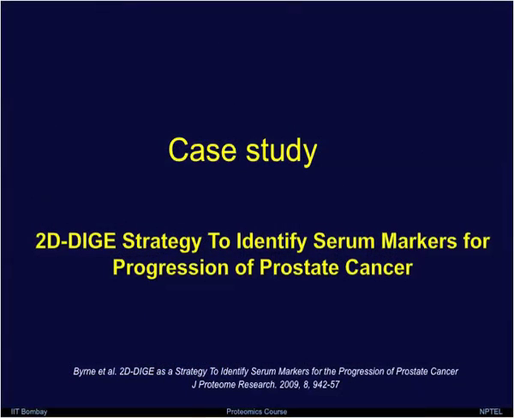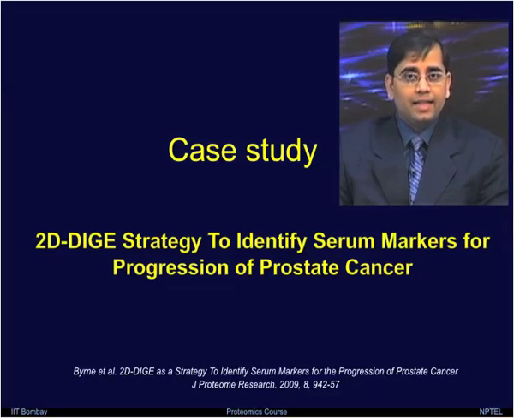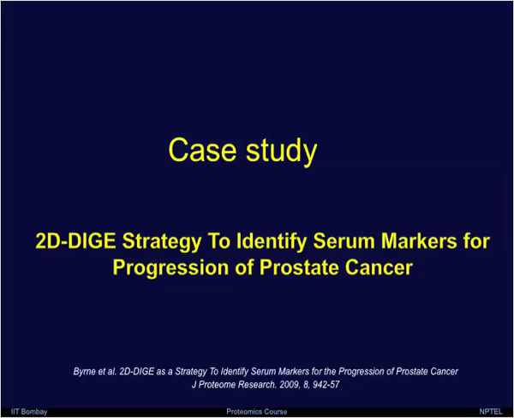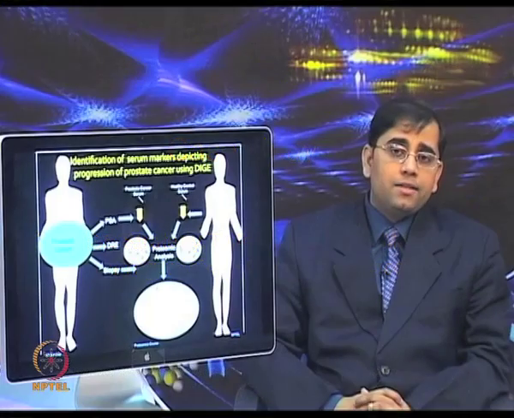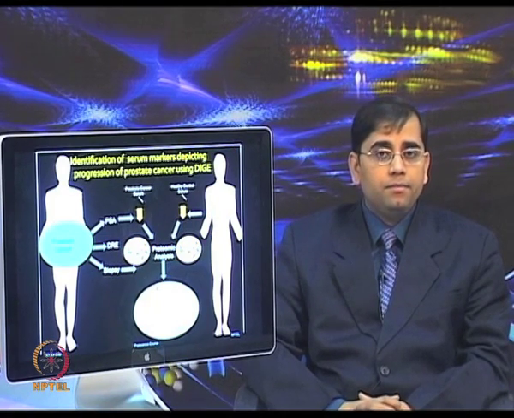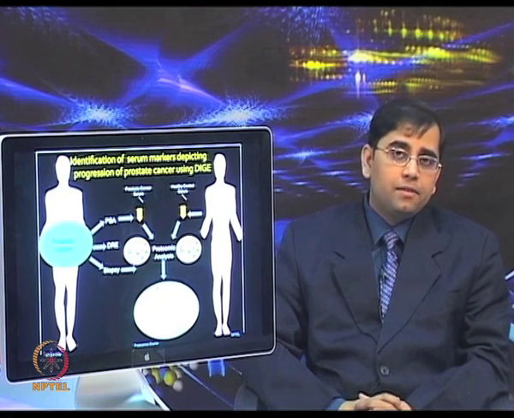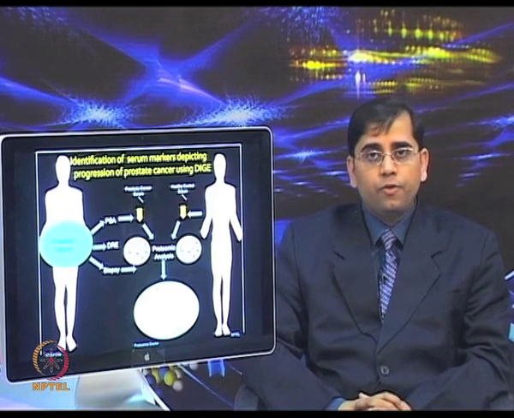So, let us now talk about case study 3 on 2D DIGE as a strategy to identify serum markers for the progression of prostate cancer. A study by Byrne et al., published in 2009. In this study the authors aimed at the identification of serum markers depicting the progression of prostate cancer by using the difference gel electrophoresis technique.